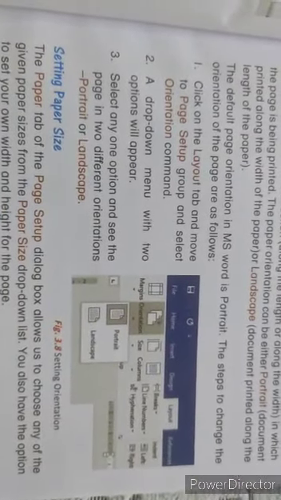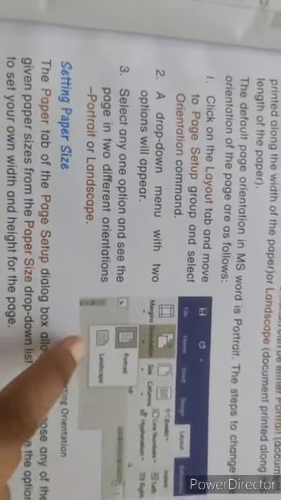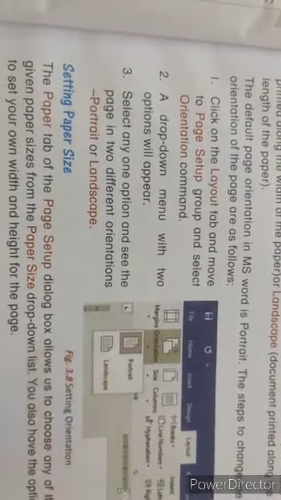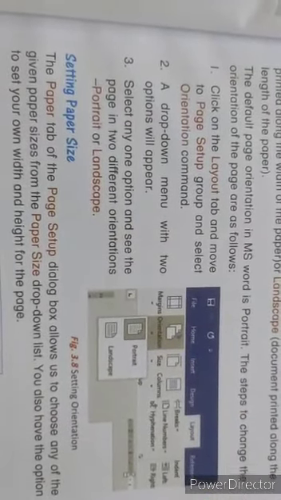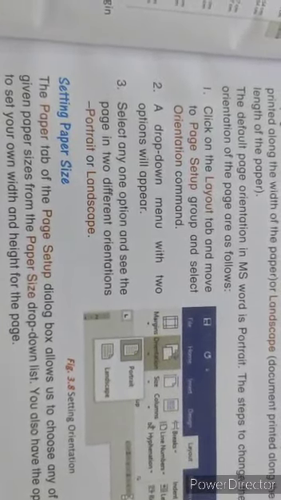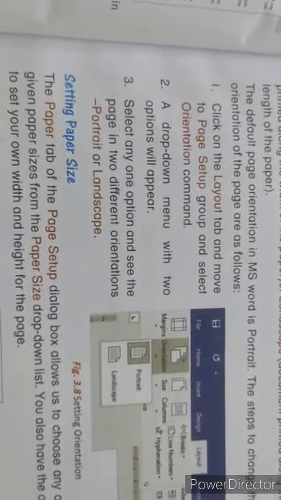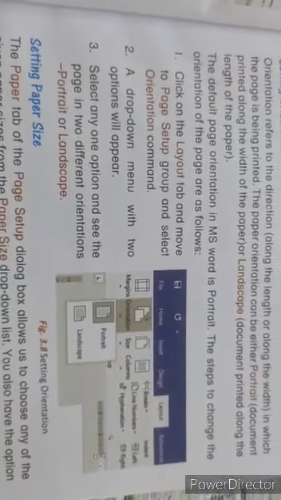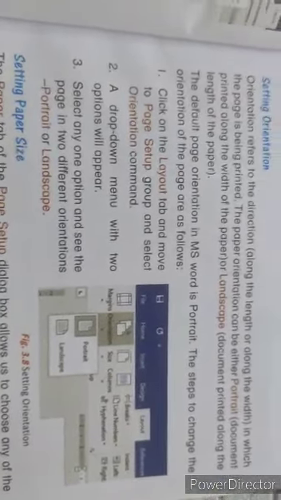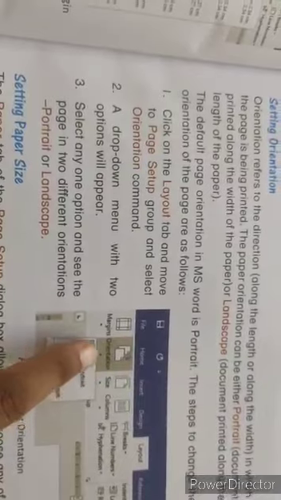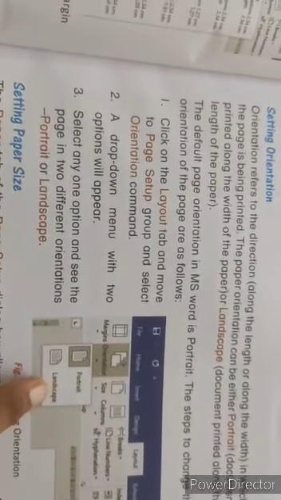Second, a drop down menu with 2 options will appear. Drop down menu means this down arrow will be there, and below it you will see portrait and landscape. The third step, select any one option and see the page in 2 different orientations, that is portrait or landscape. This is how we can change to portrait or landscape in setting orientation, where we want to set the page. Portrait means lengthwise and landscape means it will be the width size.